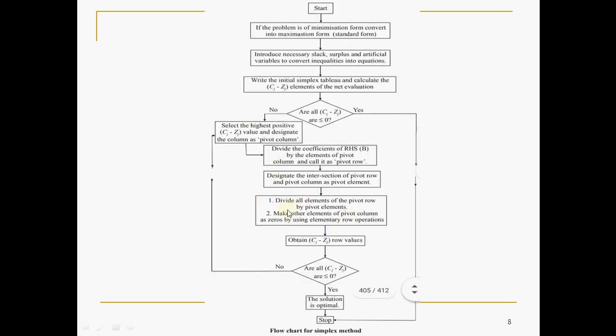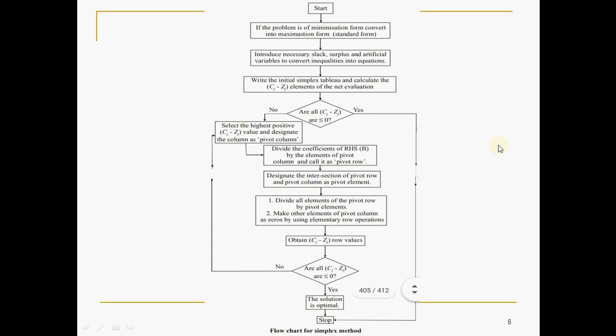Now let us understand the flowchart for the simplex table. We have discussed the simplex table and its variants. What are the variants? Big M method, two-phase method, dual simplex method. However, these are all simplex methods only. That's why we call them variants of the simplex method. In a nutshell, we have only one method known as the simplex method. Depending upon the nature of the problem, we employ a particular variant.